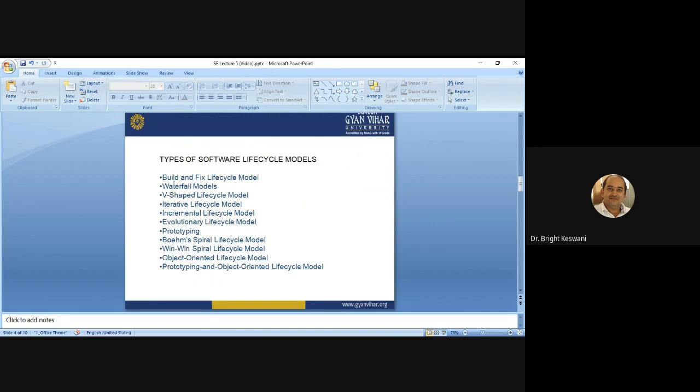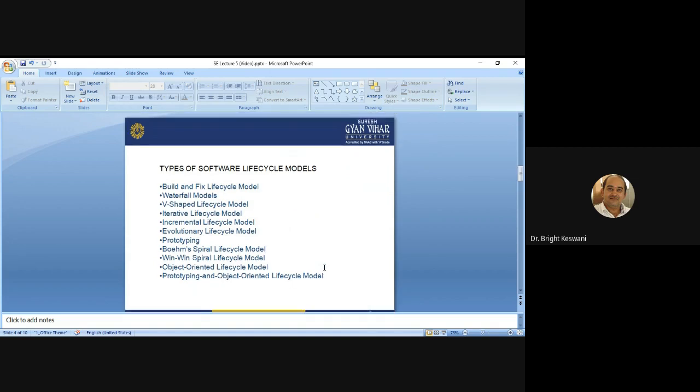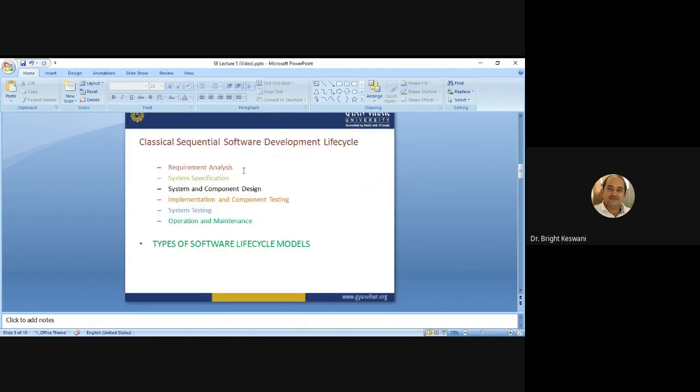There are various types of software life cycle models like build and fix life cycle model, waterfall life cycle model, V-shaped life cycle model, iterative enhancement life cycle model, incremental life cycle model, evolutionary life cycle model, prototyping, Boehm's spiral life cycle model, win-win spiral life cycle model, object-oriented life cycle model, and prototype and object-oriented life cycle models. In this class, we will discuss only two models, that is build and fix life cycle model and waterfall life cycle model. Okay, let us start with requirement analysis.